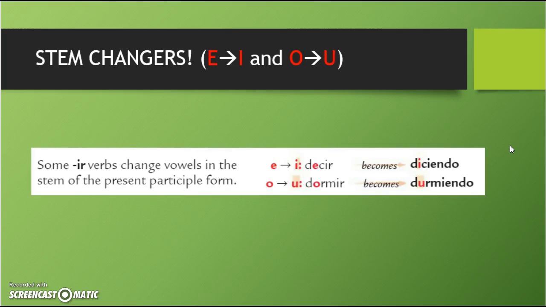Some stem changers. Again, we know that there are some spelling changes and irregularities, so keep in mind E to I and O to U. These are going to happen with verbs such as decir. So again, some IR verbs have these vowel changes. So decir, E to I. So instead of decendo, it's going to become diciendo. Dormir, I'm not going to say dormiendo. I'm going to change that O to a U and smooth it out, and it's going to be durmiendo.